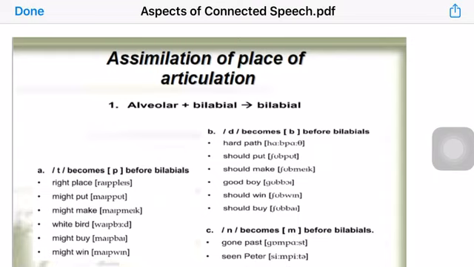Because the question might be like this: exemplify assimilation of place of articulation.